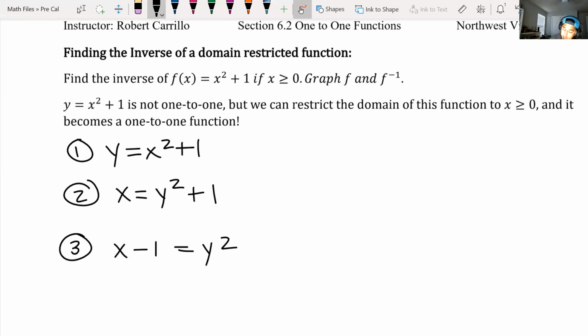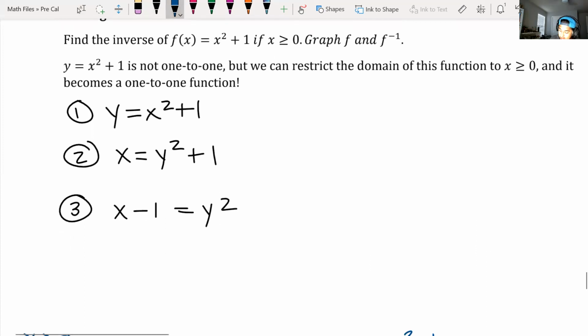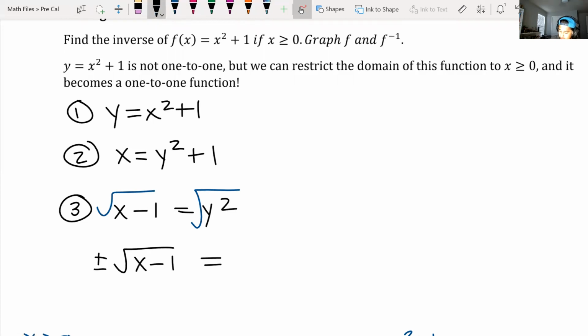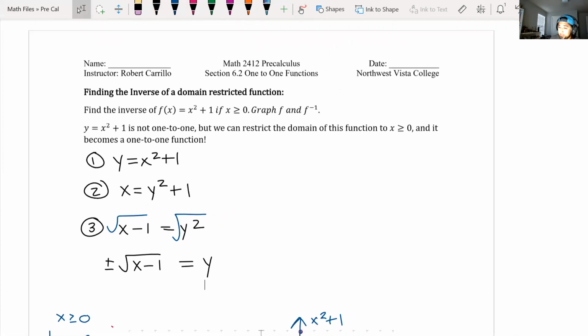And then do what to both sides? Root it. And you'll get plus or minus the square root of x minus 1 equal to y. Now, which one do we keep? The plus or the minus?